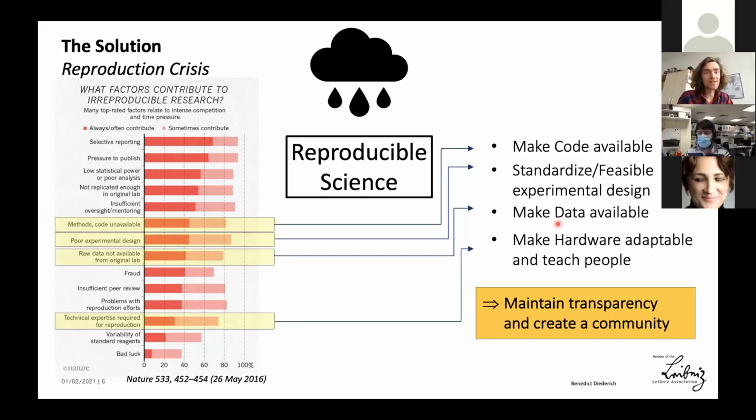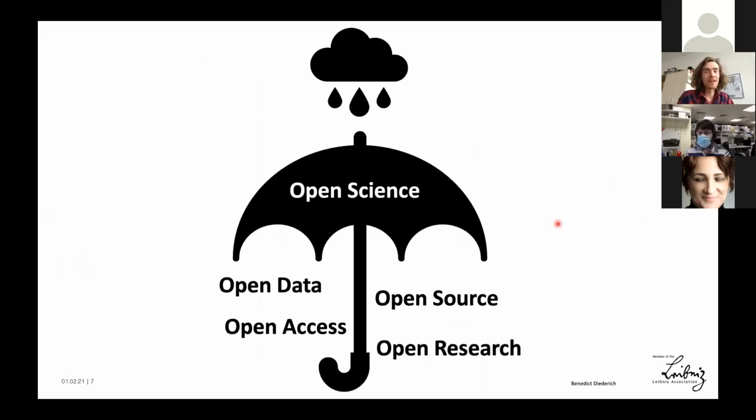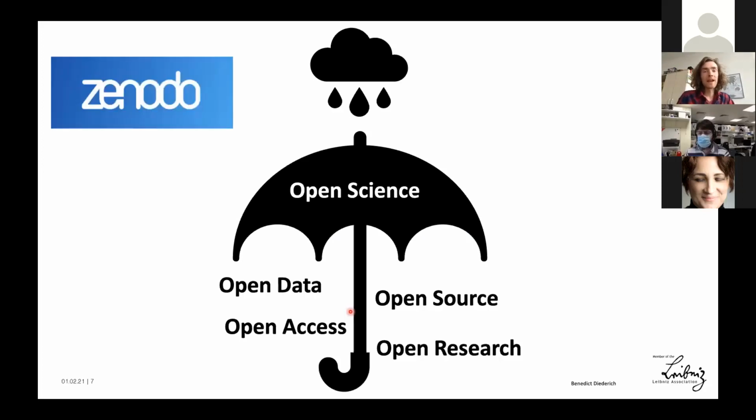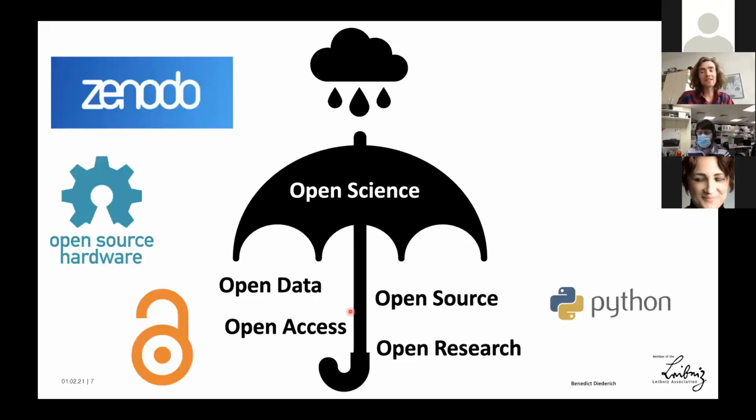And of course, we're not the first tackling this problem. There's a solution. In my opinion, it's called OpenScience. It's a summary of many different topics: open data, open access, open source, open research. And I think that's a field which is growing quite rapidly recently. For example, if you have ever heard of Zenodo or open source hardware, open access, Python, GitHub, and tons of other projects worth mentioning, they all tackle this problem.